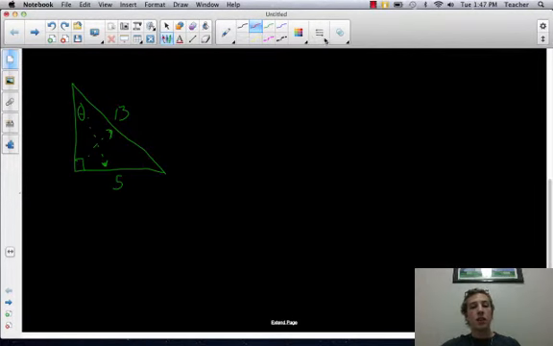Now, real quickly, let's find the sine of theta. Now, if you remember, sine is opposite over hypotenuse. You simply have 5 over 13. And let's make this side here x. Now, let's do tangent of theta. Tangent of theta is going to be opposite over adjacent. So you're going to have 5 over x.